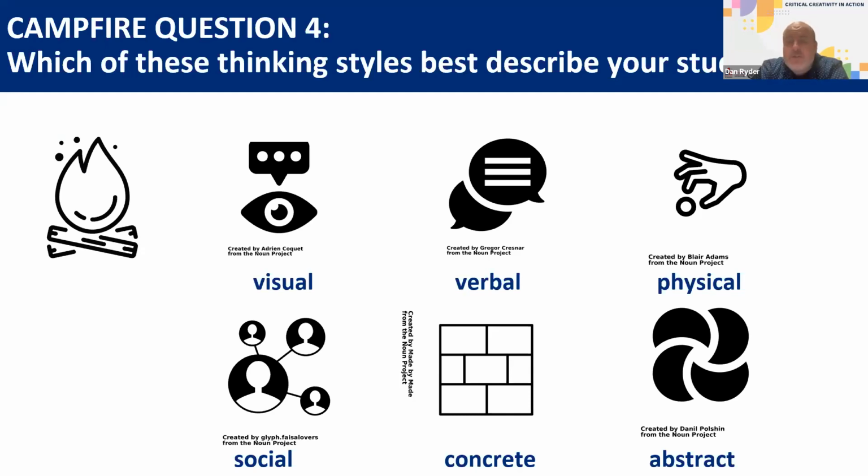We have social with 4 different people connected, representing the idea that some people learn best when they can bounce ideas off of one another or when they're learning in groups. And then we have concrete, which is represented by these bricks. And this idea is that there are some learners who just need to see things straightforward, black and white, very clear.